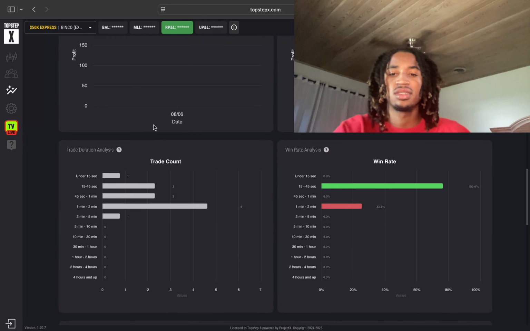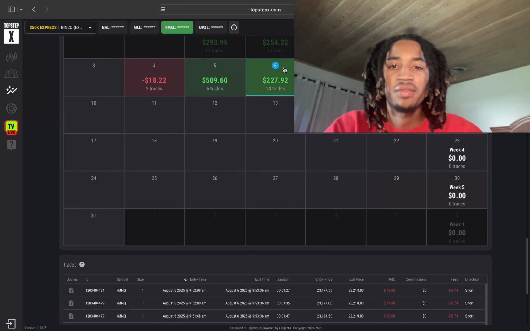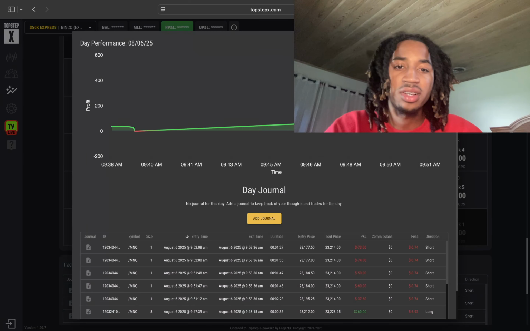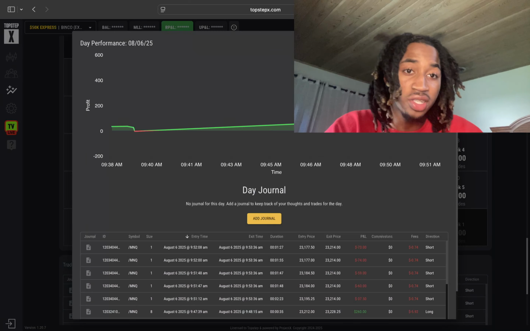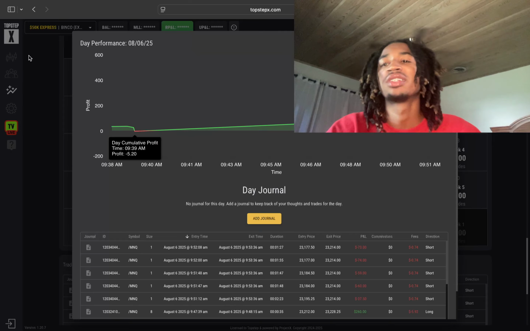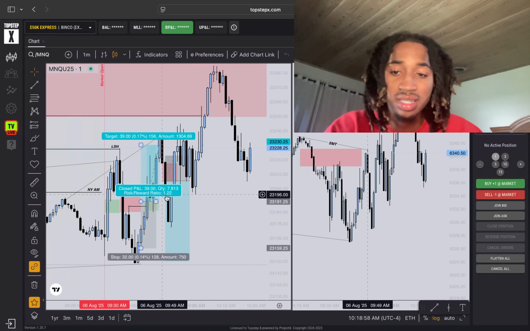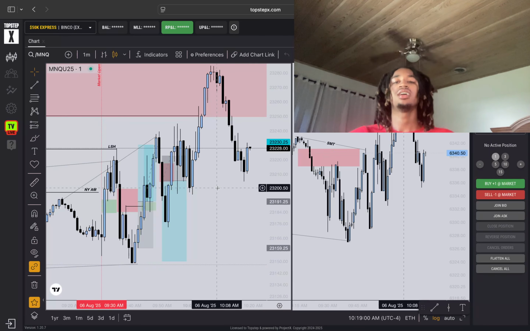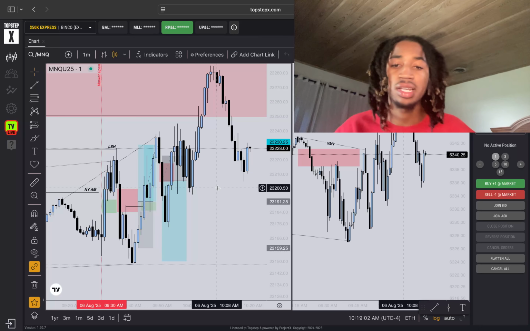You guys can see right here. I made $550 on the first trade, and then lost another $300 on that second trade, which I honestly shouldn't have taken. Already being up on the day, all you really need to take is one trade a day, especially if it's a win.